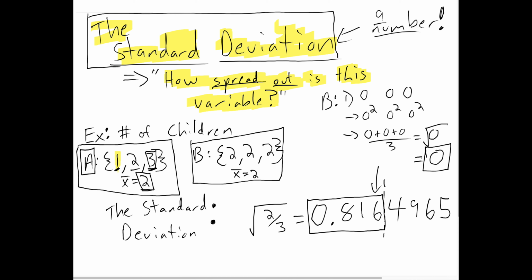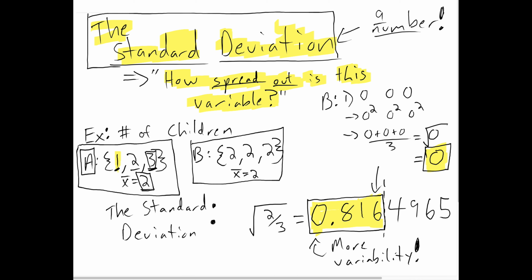So the standard deviation of set B is 0, and that's not very surprising because how spread out are these numbers? 2, 2, 2. There is no variability there. So the standard deviation for data set B happens to be 0. But for data set A, the standard deviation is 0.816, which tells us that data set A has more variability than data set B. Which in this case, it's quite obvious.